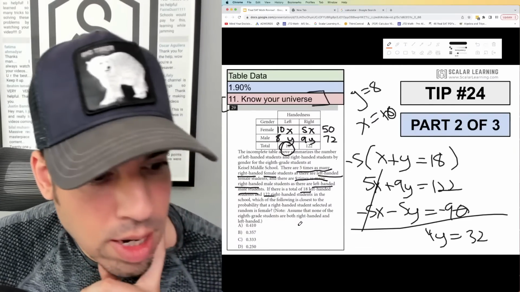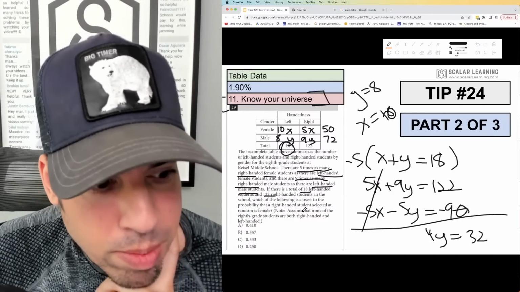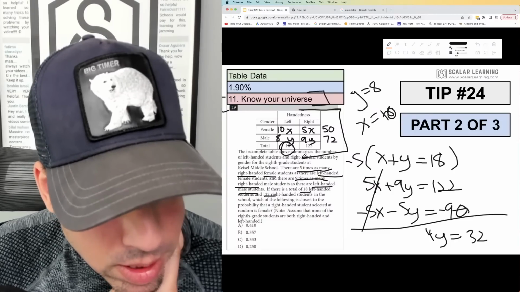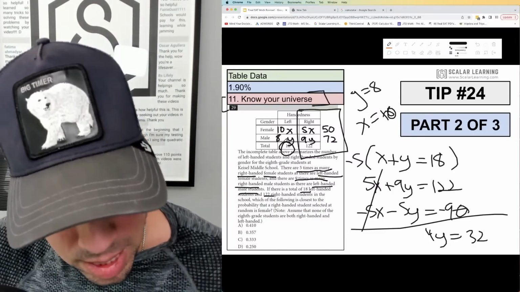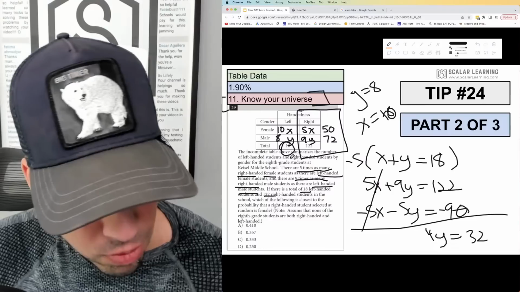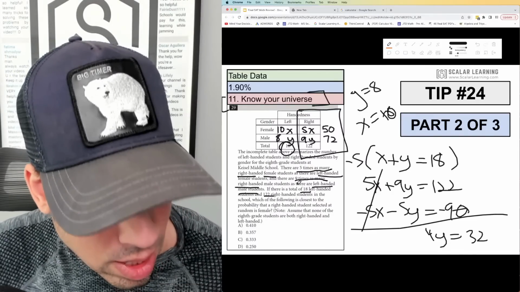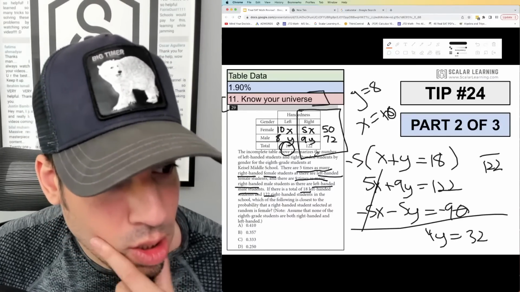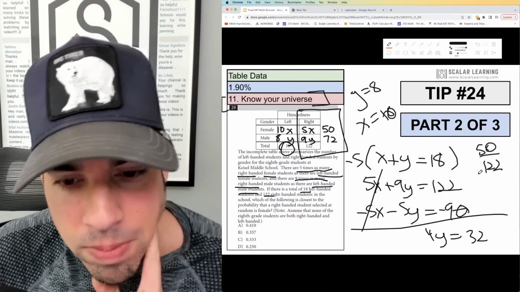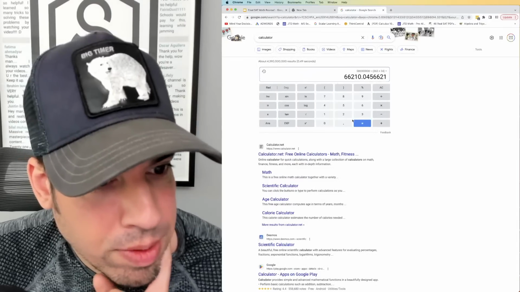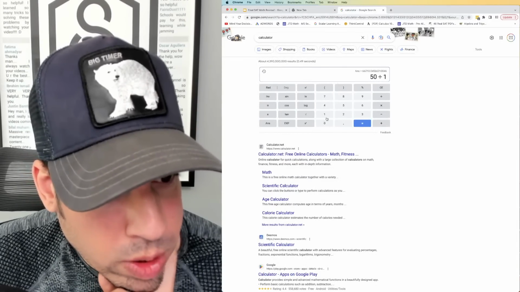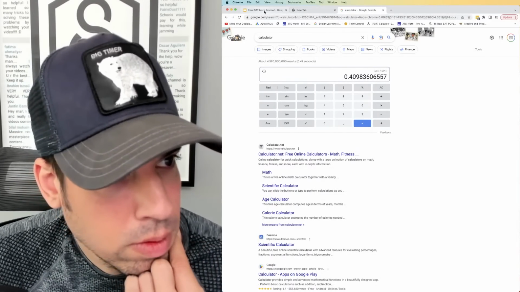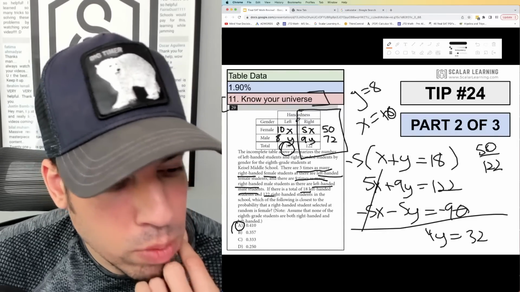Okay. Now it says, what is the probability that a right-handed student selected at random, meaning this is my universe. We're not selecting anybody that's left-handed. If you select a right-handed student, what's the probability that it's a female? So we got 122 right-handed students. 50 of them are female. There's your answer. So it's 50 divided by 122, which is 0.41. Boom, done.